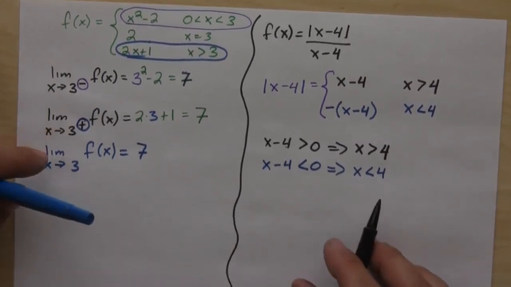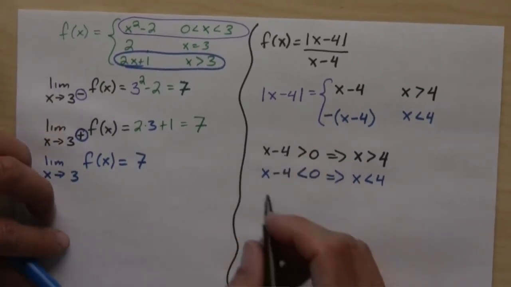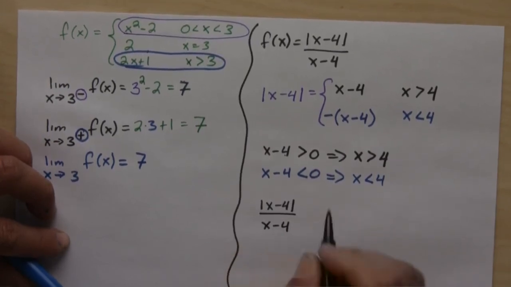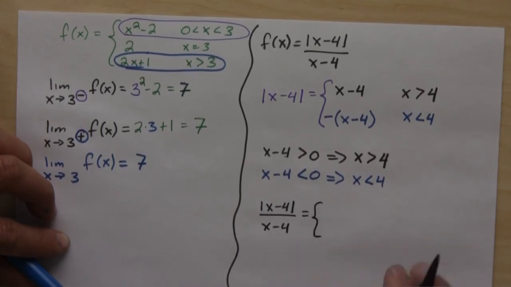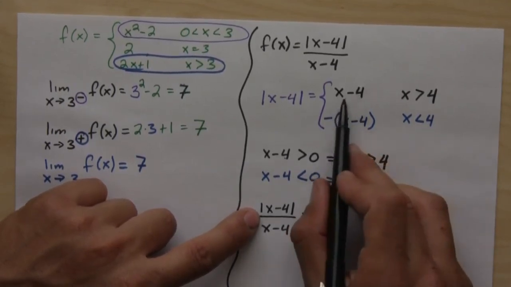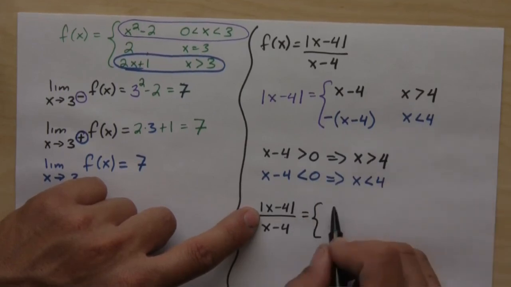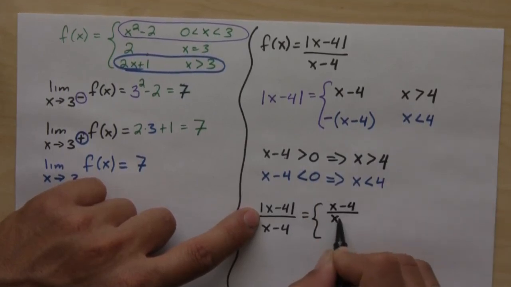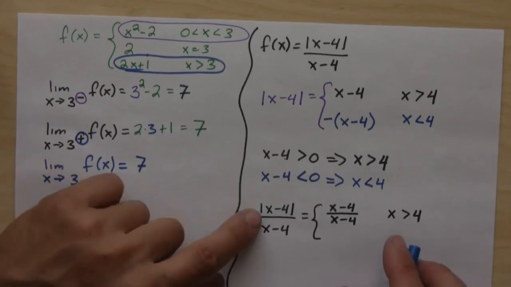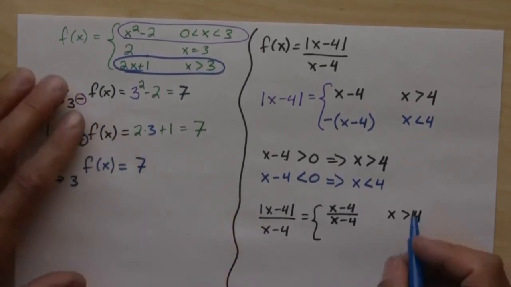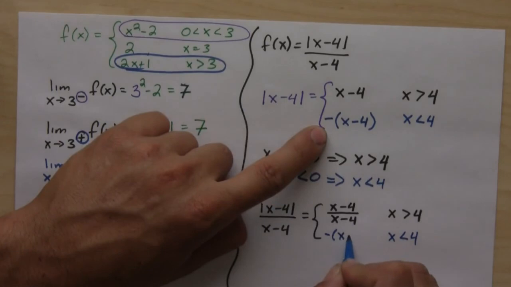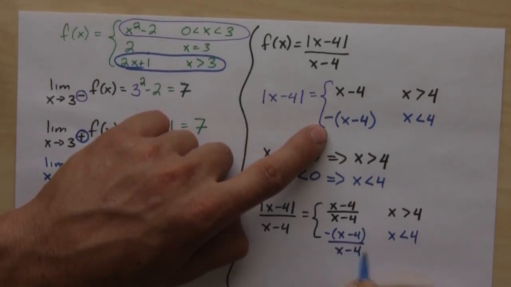Okay, so if that's what this guy is, then that means that the absolute value of x minus 4 divided by x minus 4 is equal to, so let's do it one by one. Here we have x minus 4 when x is greater than 4. So this would be x minus 4 over x minus 4 when x is greater than 4. And this would be, when x is less than 4, negative (x minus 4) over x minus 4.